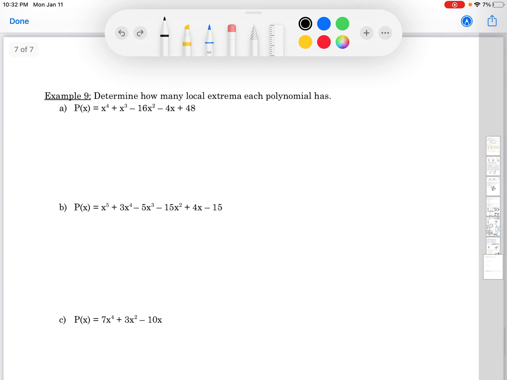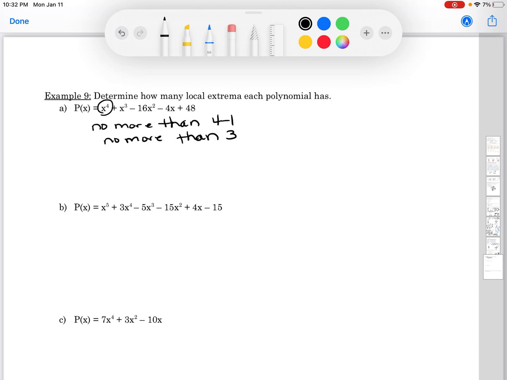So let's determine how many local extrema each polynomial is going to have. First of all, when I take a look at this, there should be no more than 4 minus 1, so no more than 3. So right away, I have a pretty good idea of what's going on here. No more than 3 of them. I should not expect to see any more than this.